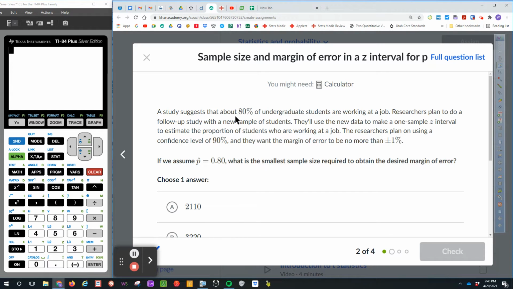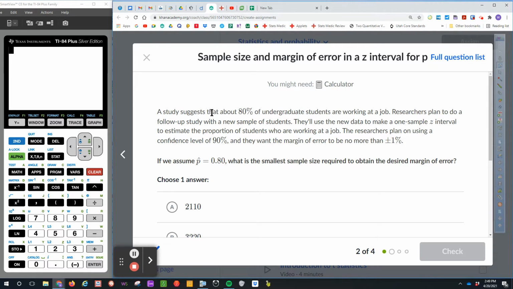Studies suggest that about 80% of undergraduate students are working at a job. Researchers plan to do a follow-up study with a new sample of students. They will use the new data to make a one sample z interval to estimate the proportion of students who are working at a job. Whenever you hear estimate the proportion of students who are working at a job, this is the true population proportion that they want to find, right?